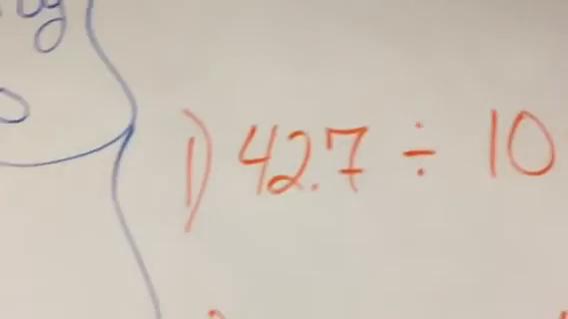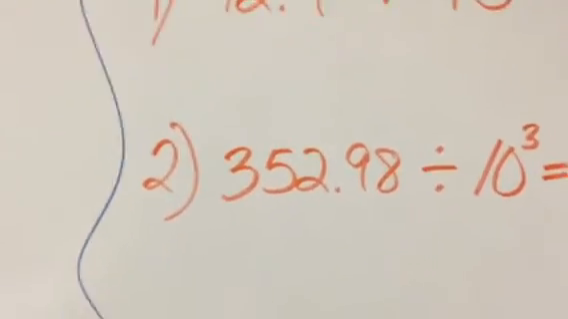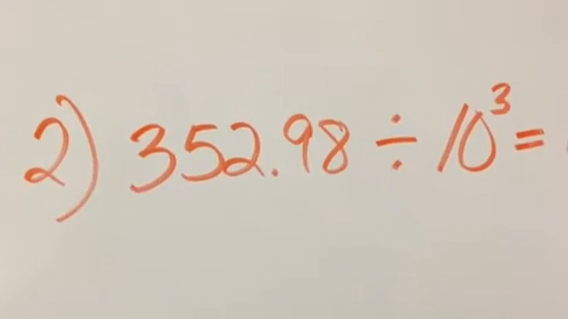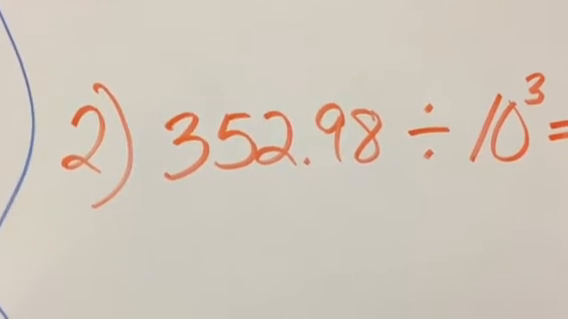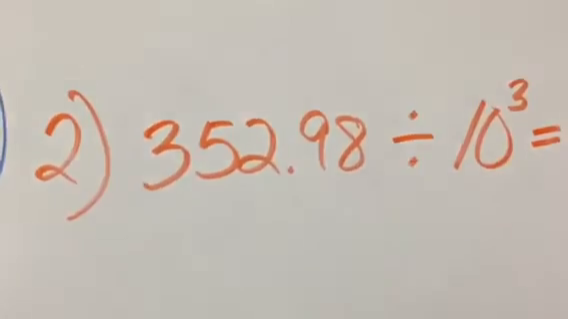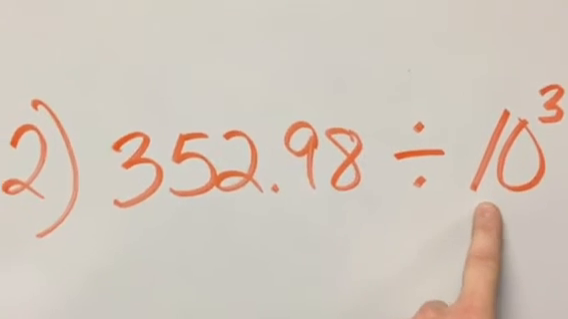Now this next question is similar to what you saw in the test that tricked a lot of people. 352.98 divided by 10 to the third power. That's not 10 times 3. 10 to the third power is 10 multiplied by itself 3 times, or a 1 with 3 zeros in it. Either way, 10 times 10 times 10 is 1,000.